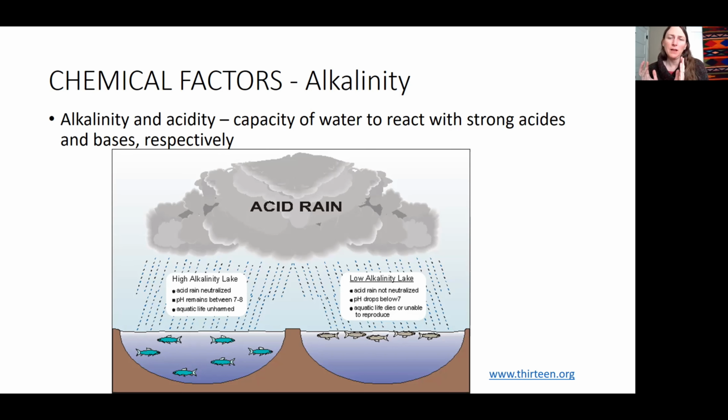However, if you have an acidic lake or a low alkalinity lake, the acid rain is not neutralized. The pH then drops below 7 and most of the fish die. And so alkalinity is a really important measure. It's related to the pH scale, but it's more of a capacity to buffer change in pH.